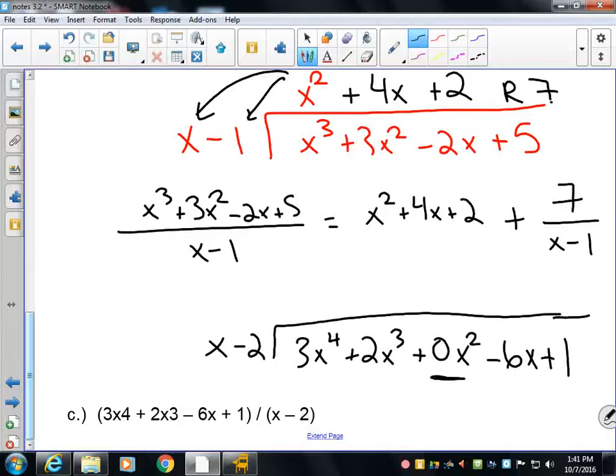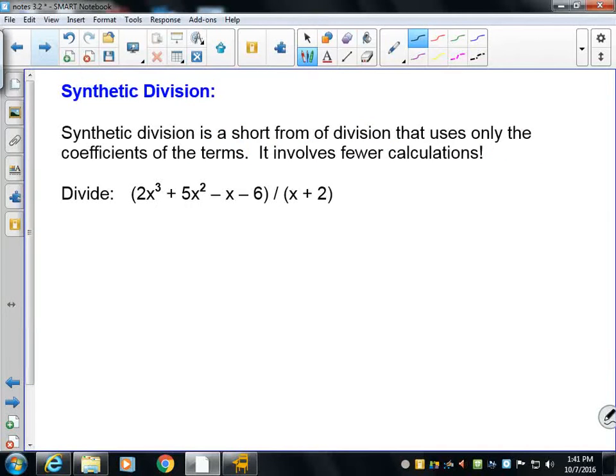If it started at x squared and it didn't have an x, you didn't have to put anything in for cube, so there's no 0x to the 5th. It's just wherever it starts at. Okay?